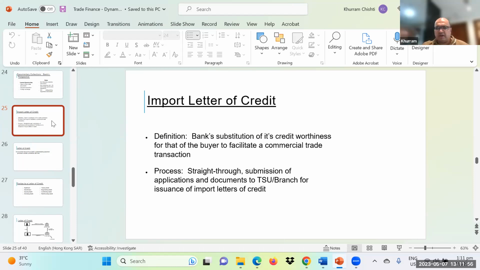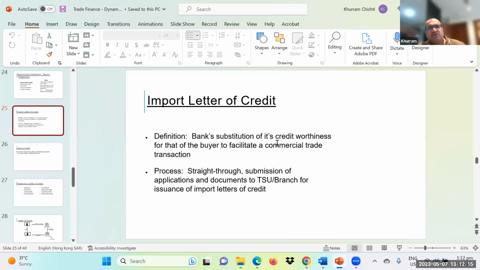So I said, I don't want to make it complicated, but just giving you a flavor for a next, intermediate course. Import letter of credit. Let's see the definition now. Any questions so far? No. Okay. Import letter of credit.